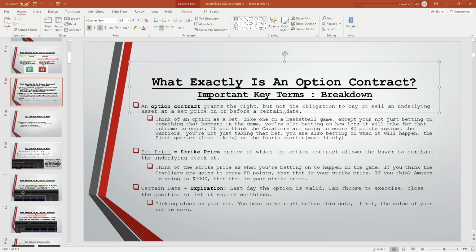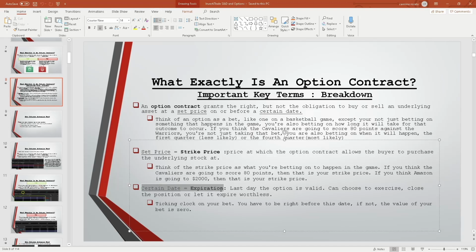Is it going to happen in the first quarter? That's less likely to happen. Therefore, you could get option contracts for much cheaper. Is it going to happen in the fourth quarter? That's more likely, you're going to score 80 points in the fourth quarter. So those contracts are going to be more expensive because the bet is going to be more in your favor. So set price is the strike price.